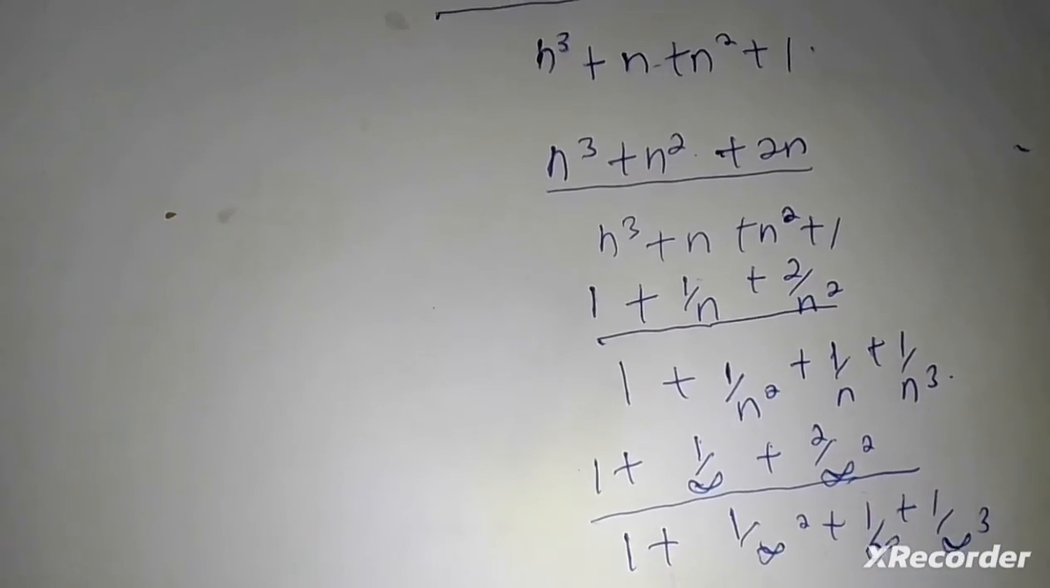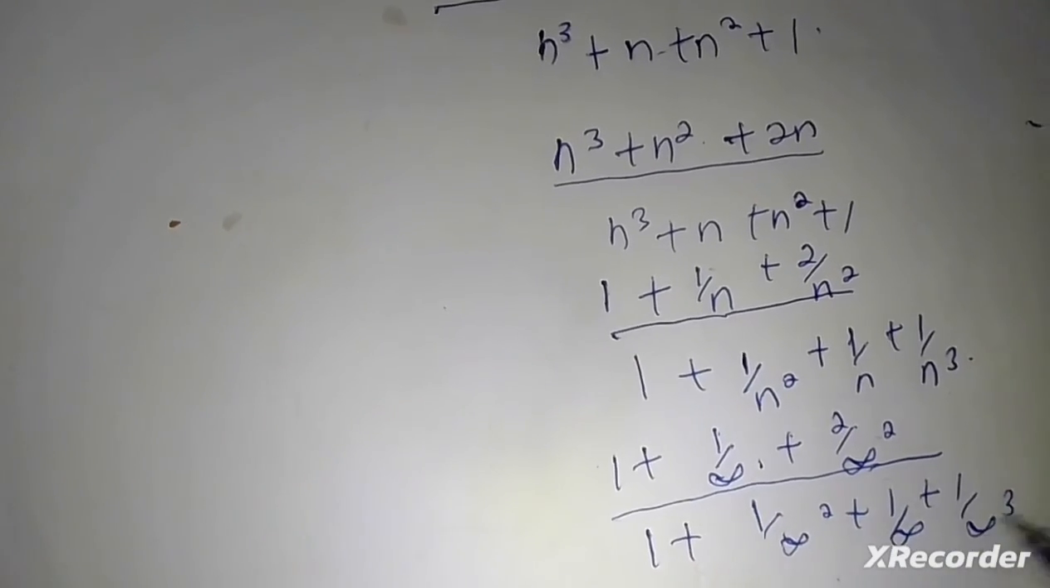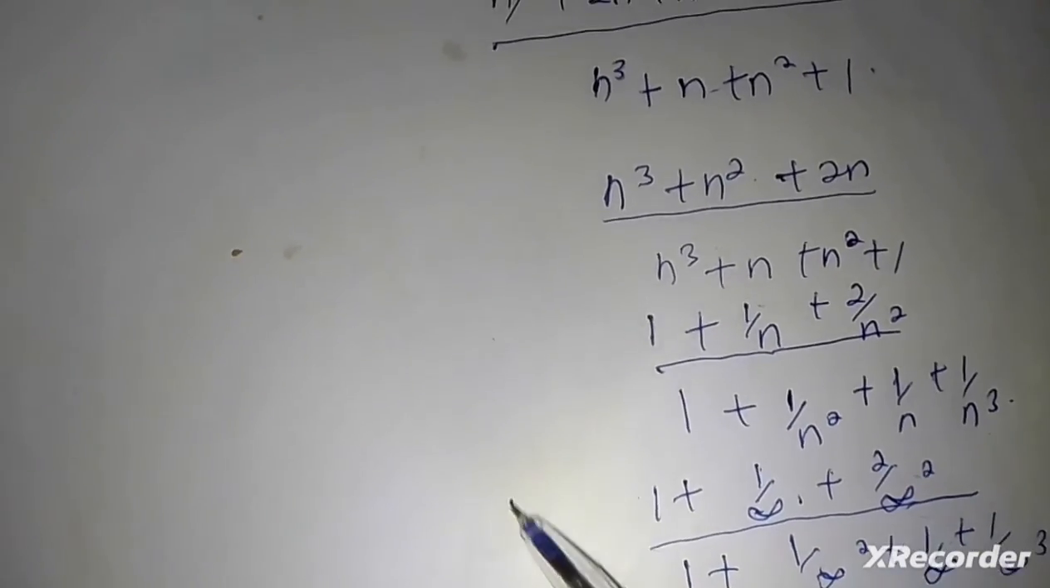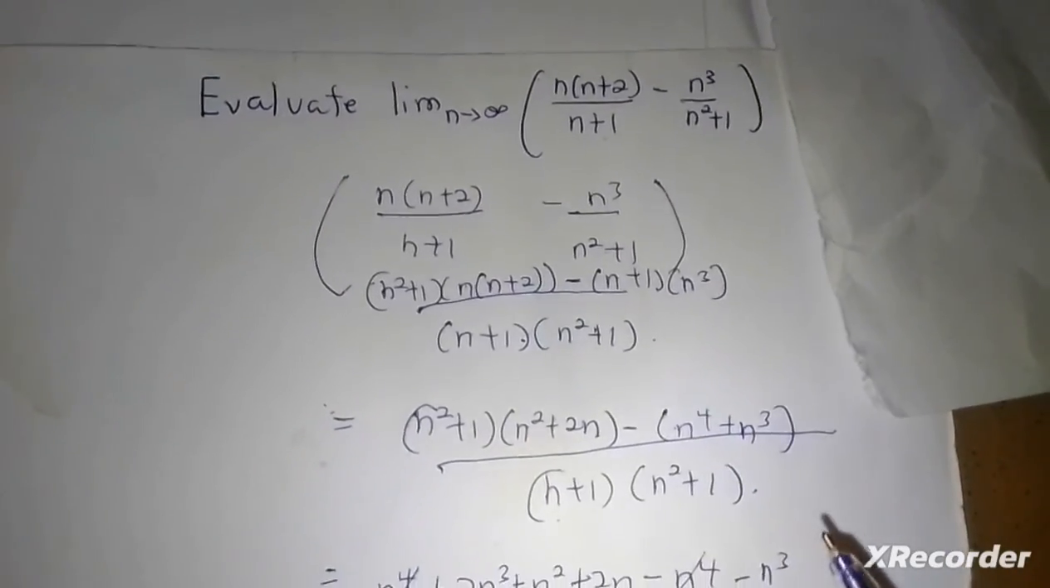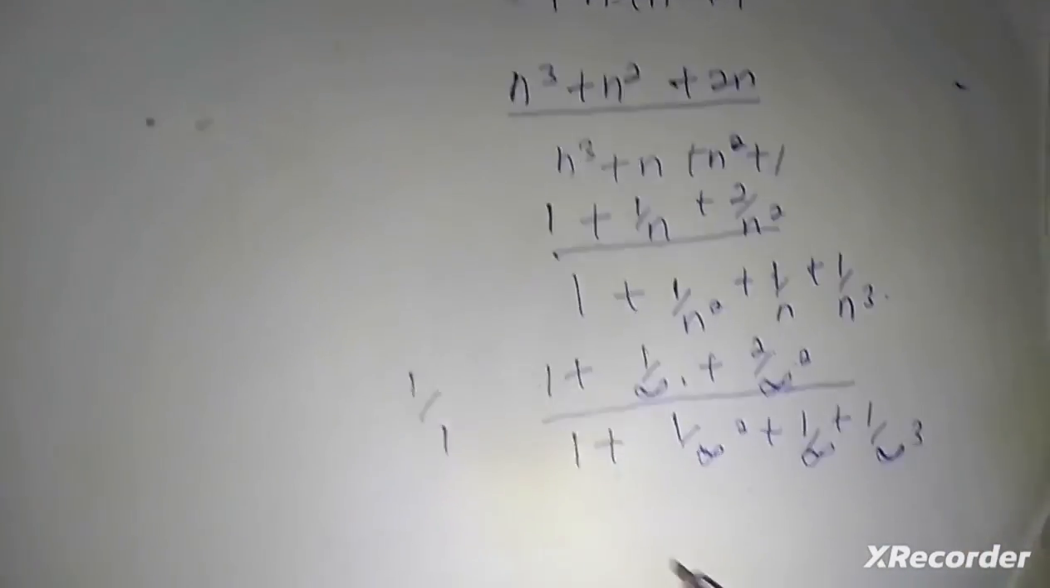Any number over infinity is 0, so all these things will cancel out to be 0 and we'll be left with 1 over 1. Therefore, the solution for this limit function is equal to 1.